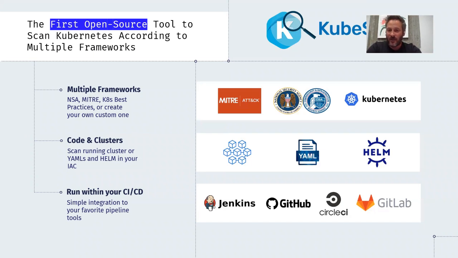It can be done in the CI/CD or on a running cluster. And if you choose to do it in the CI/CD, we are integrated with all of the different CI/CD tools like Jenkins, GitHub, Azure Pipelines is not here, but we're integrated with it. And it's pretty easy because it's an open source tool. It's also by configuration. It's really, really easy to add it to your pipeline.